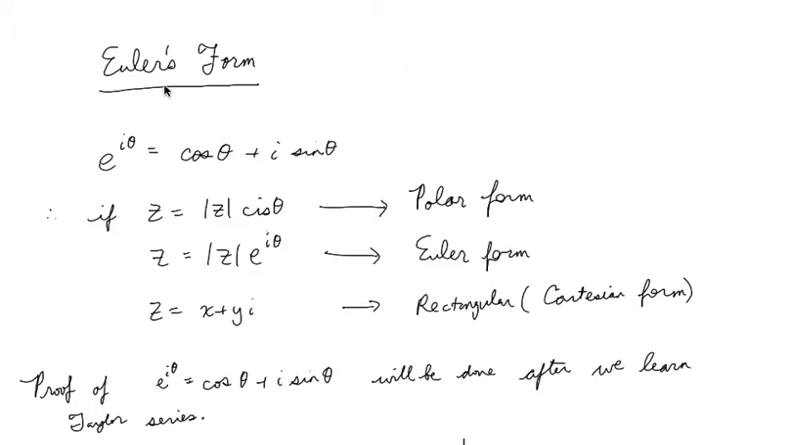Okay, in this video we'll be talking about two things. We'll be talking about Euler's form, a new form that we can use to represent complex numbers. And we'll also be talking about something called de Moivre's theorem. But let's start with Euler's form.